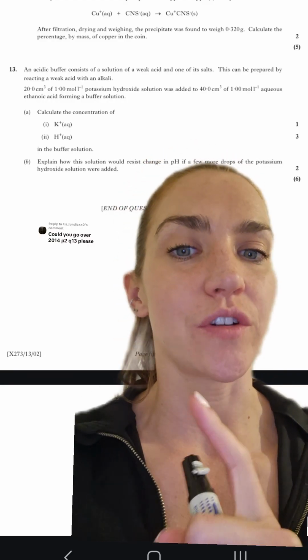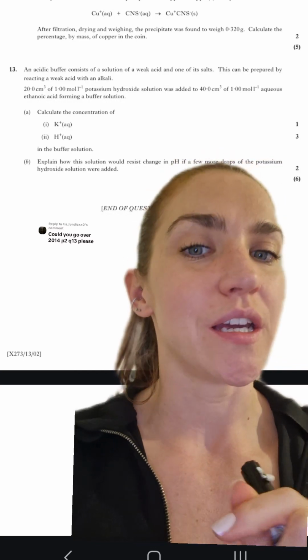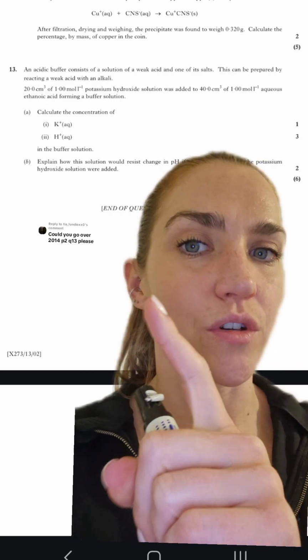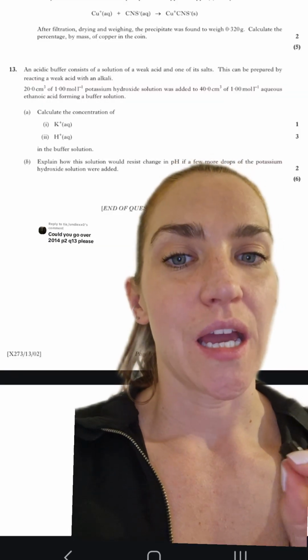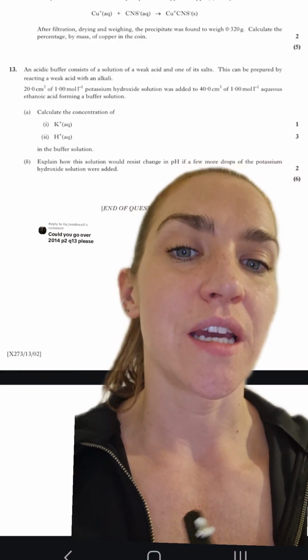But back to the question, for calculating the potassium ion concentration, this is pretty straightforward because those are in the potassium hydroxide, which is a strong base, so it will fully dissociate and completely ionise. So all we need to do to work out the concentration of potassium ions is a simple NCV calculation.